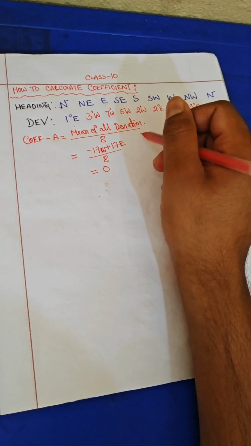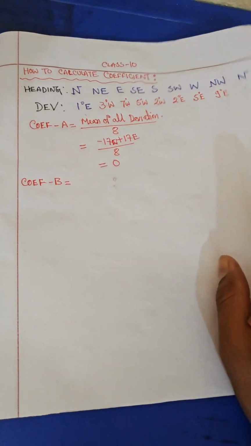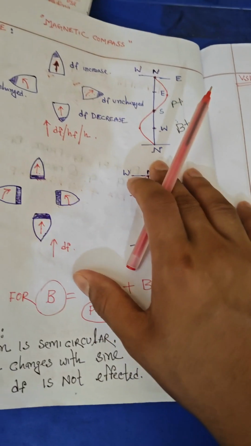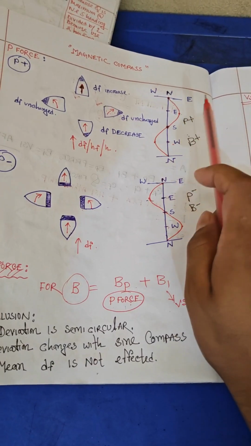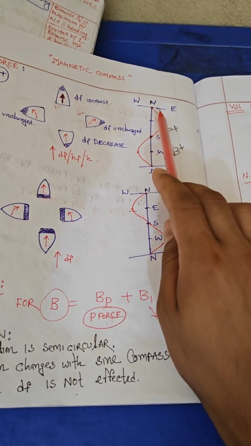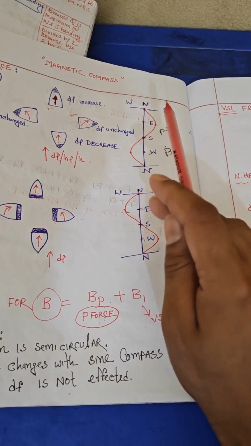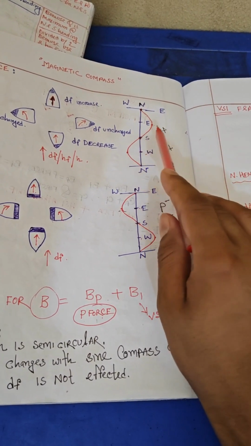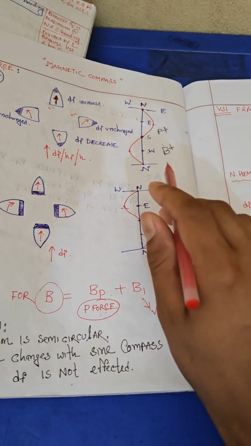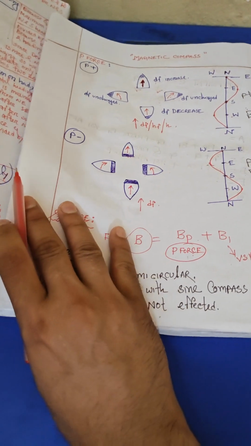So your coefficient A is 0. Okay, viewers, for coefficient B, you have to understand that for the B coefficient, P force is working here also. So easterly heading maximum deviation, westerly heading maximum deviation, north south deviation is 0. So we will work only on the heading on which we can get the maximum deviation.